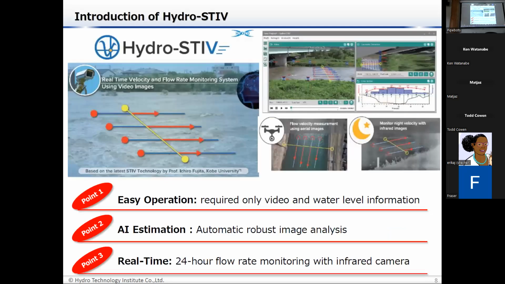Today, I'd like to introduce our software Hydro-STIV, which measures surface velocity based on the STIV method and calculates river discharge. The appealing points of Hydro-STIV are its easy-to-operate user interface and AI estimation, which makes it easier to use without tuning analysis parameters. In addition, we can use it for 24-hour real-time monitoring using an infrared camera.